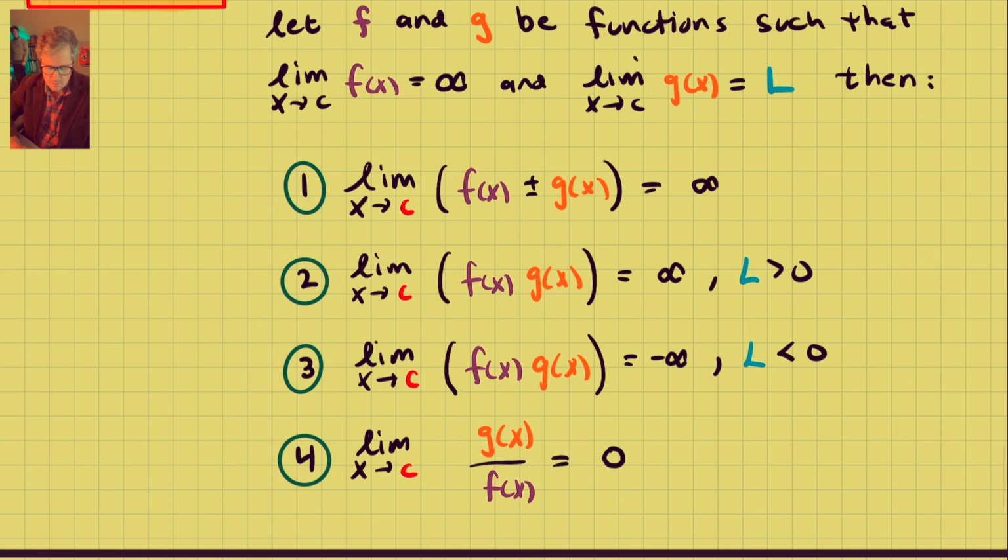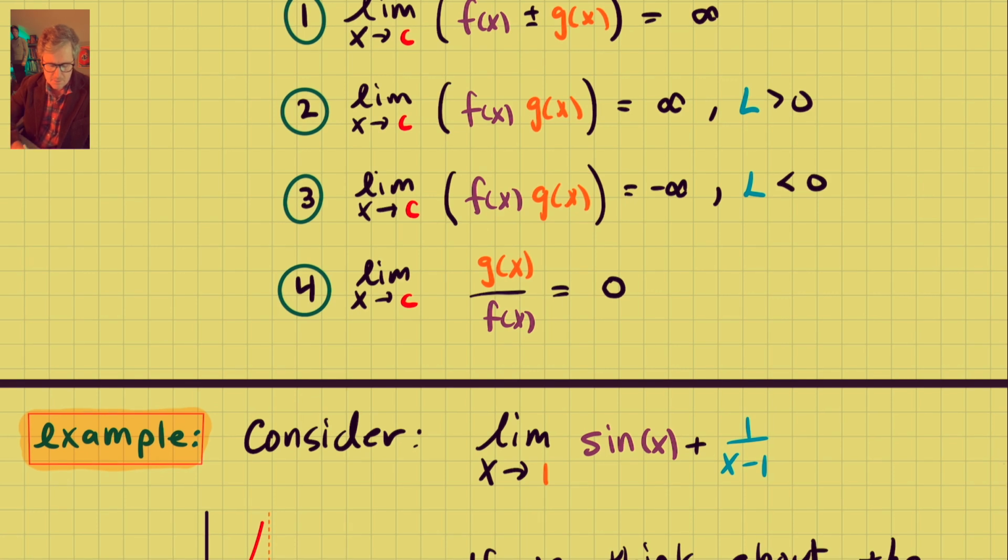Now, this one here, the fourth item, g of x over f of x. So what's the limit as x approaches c of a function with a finite limit over a function with an infinite limit? Well, just think about division. If I take a finite number and I divide it by something infinite, or something very, very large, we can see that that's going to produce something close to 0, right? And so the limit as x approaches c of g over f is 0.